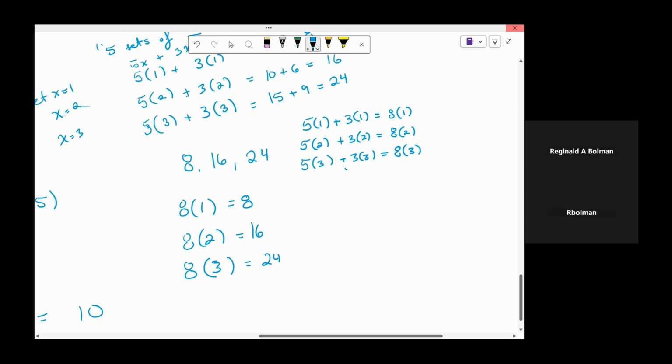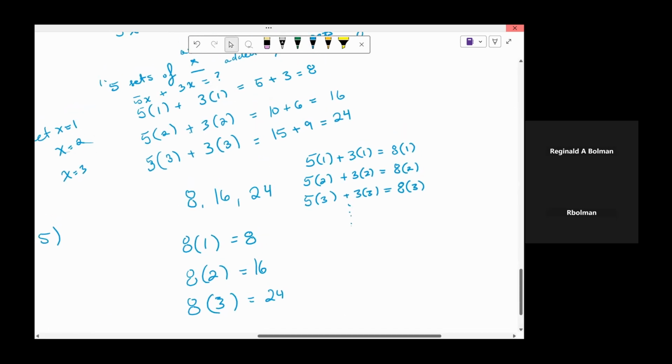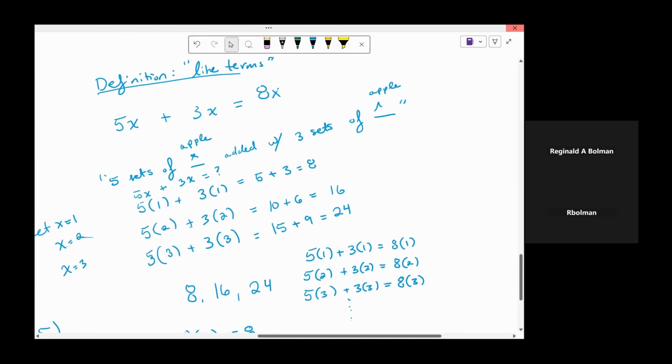And it actually doesn't matter what value I set for x. Whatever value it happens to be, all I'm going to do in order to get an easier answer is take 8 and multiply it by that value for this particular expression. Okay, so I hope I've made a good case algorithmically for why 5x plus 3x should equal 8x.